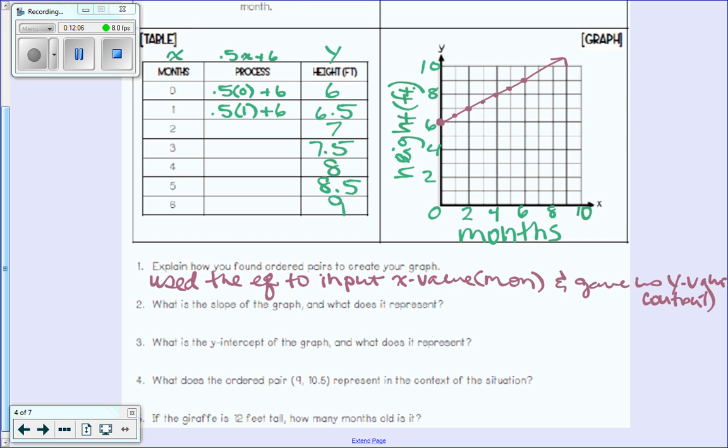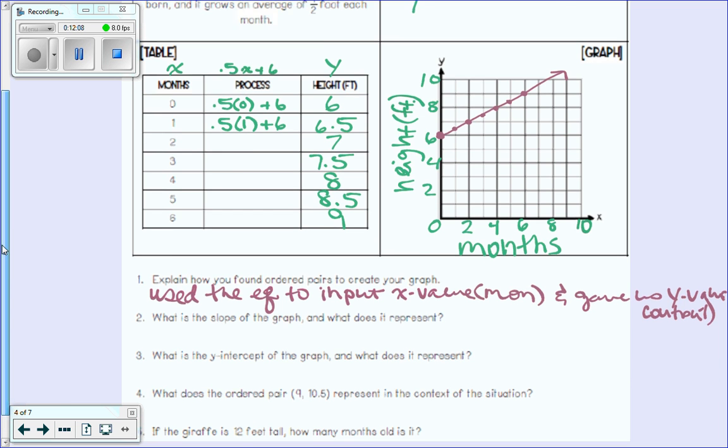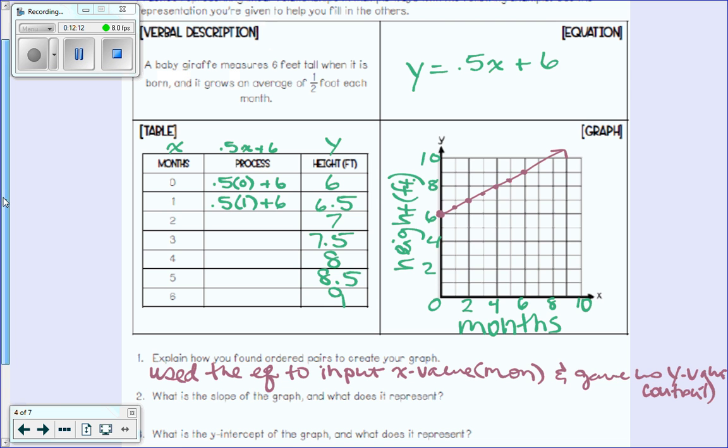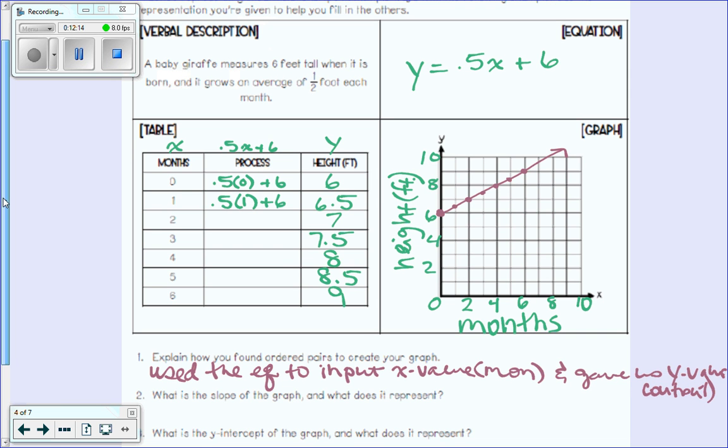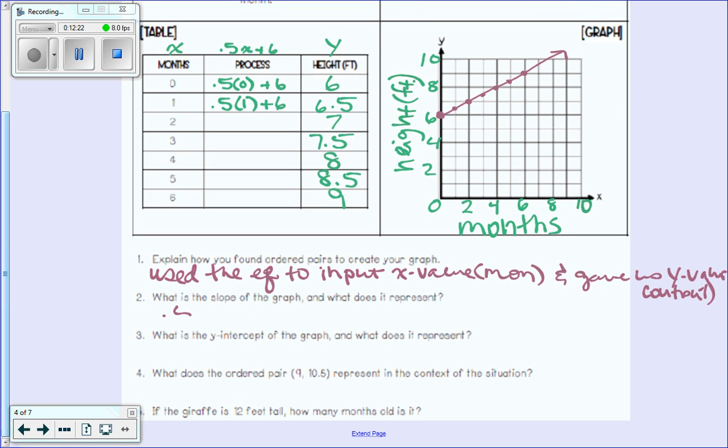What is the slope of the graph? Which representation makes it easy to see that? The equation, right? So what's our slope? Good, 0.5. What does that mean? Good. The rate the giraffe grows per month. Half a foot per month, right?